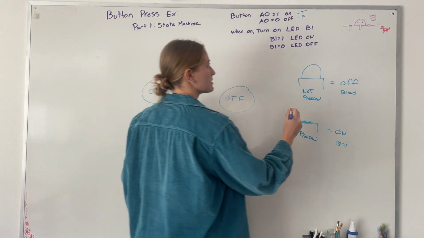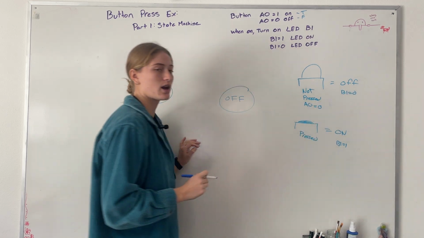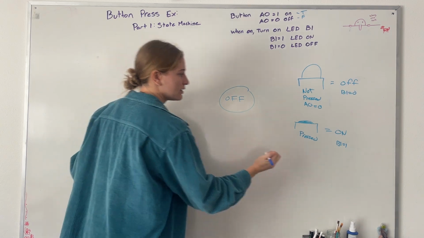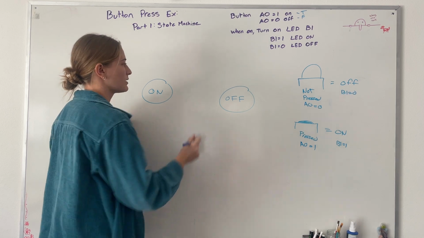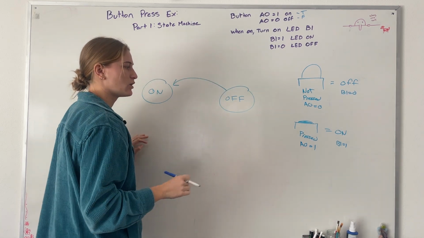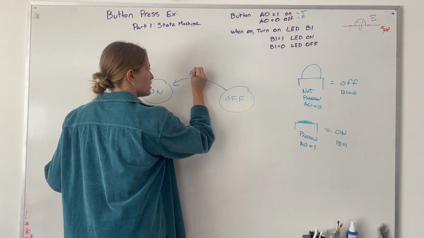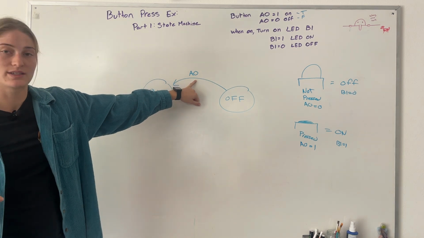If it's not pressed, that means that A0 equals 0. That means that it's not on. And as soon as you press it, A0 equals 1, and it goes to the on state. So that means that to go from off to on, you have to press A0. That means that A0 is true. So we're just going to write that as A0 because it's true.